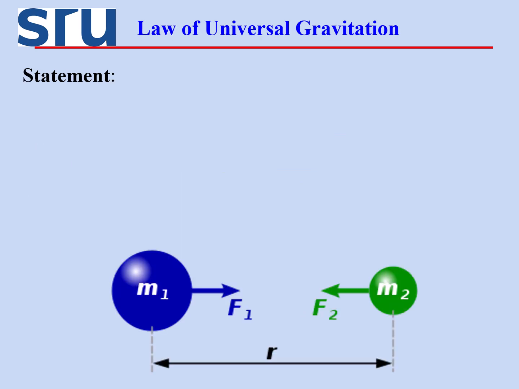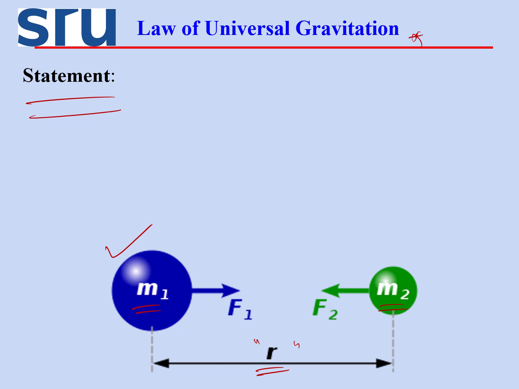Next, one important law: the law of universal gravitation. The statement is, for example, consider two massive objects. One has mass m1 and the other has mass m2. These are separated by a distance r. Then there exists a force, and that force is the gravitational force. This was first introduced by Newton, so we call it Newton's gravitational law.